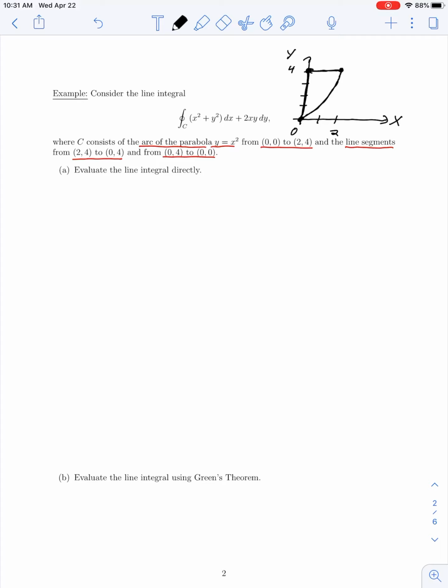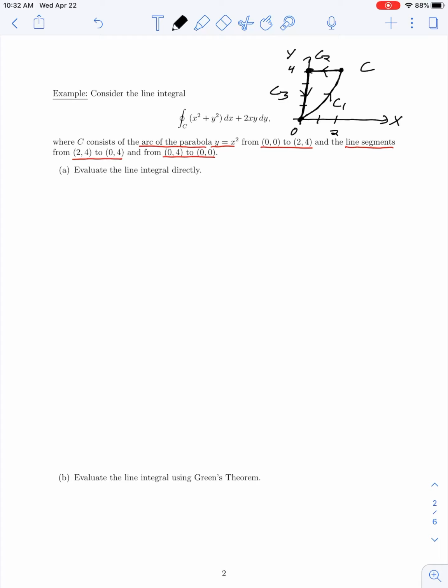So if this has the positive orientation, we would be traversing this closed curve, call it C, in 3 segments, C1, C2, and C3. So this curve C is piecewise smooth. To evaluate this line integral directly, we would have to parameterize each of these segments and evaluate the line integral over each piece and then take the sum.